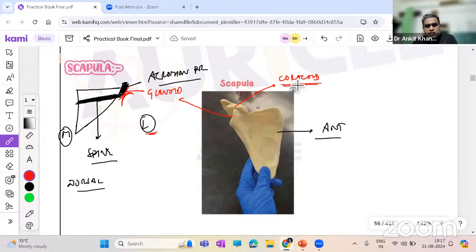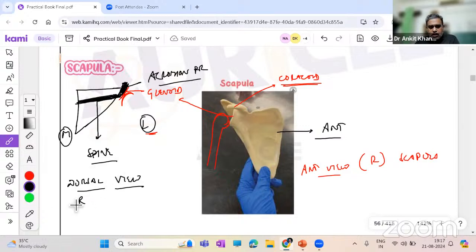This coracoid process is projecting anteriorly. Try to understand: this image over here is the anterior view of the scapula, obviously of the right scapula. You can imagine the humerus might be coming over here. Over here, what I have tried to make is the dorsal or posterior view of the right scapula. So side determination is very, very important.